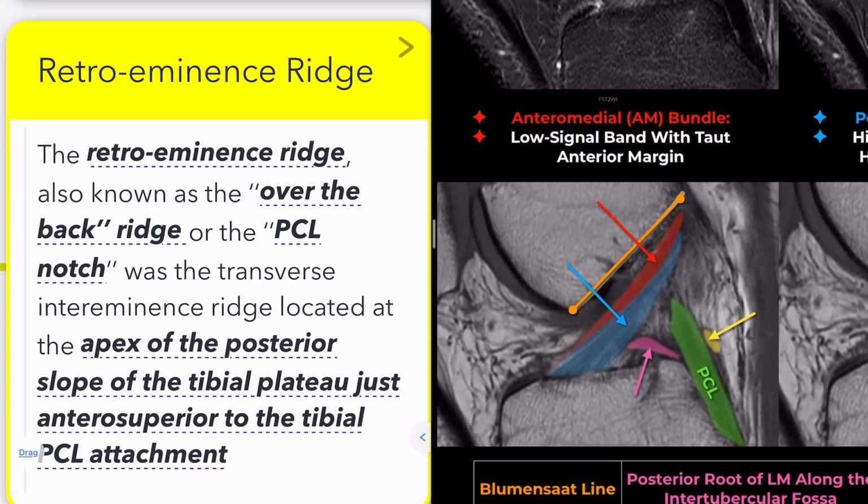Lastly, we have the retroeminence ridge, also known as the over-the-back ridge or the PCL notch, just anterosuperior to the tibial PCL attachment. The posterolateral bundle of the ACL is very close to the posterior root of the lateral meniscus. The retroeminence ridge, the PCL, and the Risberg ligament are also visible.